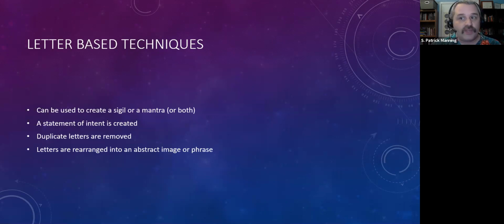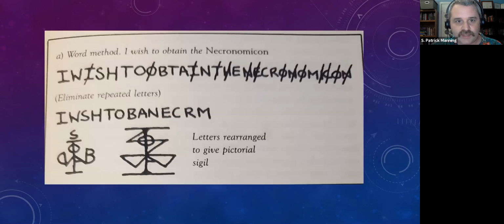So you figure out what you want, write your statement of intent. I'll go over those a little bit later on, how we can formulate something that works. You remove all the duplicate letters from that statement of intent, and then you rearrange the letters so that you can squish them together into some sort of abstract image or a phrase that you can use as a mantra. So these images that I brought up, I stole from Liber Chaos by Pete Carroll, who was one of the early chaos magicians that popularized this technique.